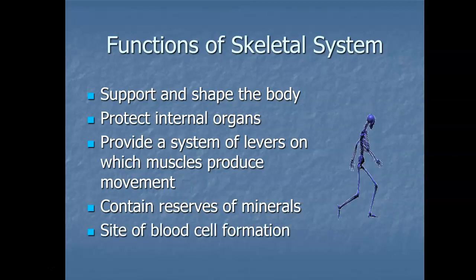And it is the site of blood cell formation. So there are soft connective tissues that fill the interior of most of our bones, and this is referred to as bone marrow. And there are 2 types of bone marrow. There's yellow marrow and there's red marrow. Yellow marrow contains adipose tissue, and the fats that are stored in those adipocytes can serve as a source of energy. So that's the function of yellow bone marrow.